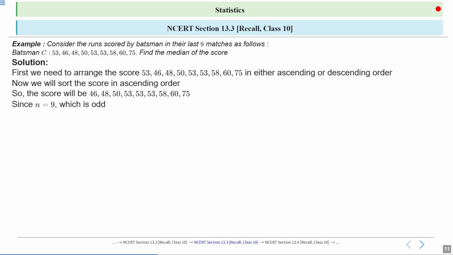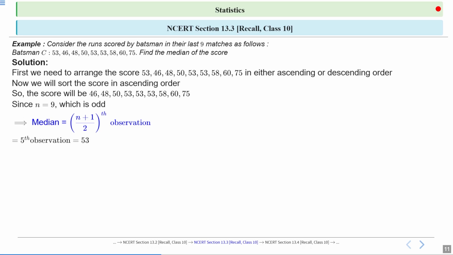Since n equals 9, which is an odd number, the formula for finding the median when n is odd is: median equals the (n plus 1) by 2th observation. Here you can easily see the value of n is 9. So put the value of n equal to 9 in this formula and then you will get the median.